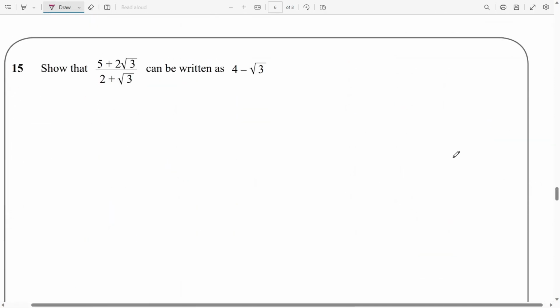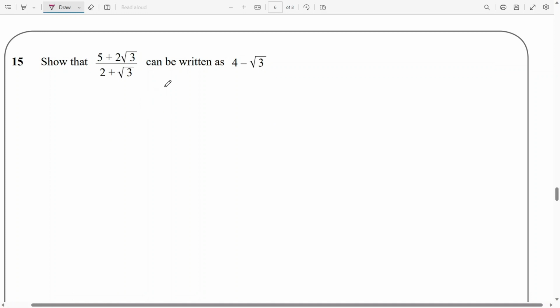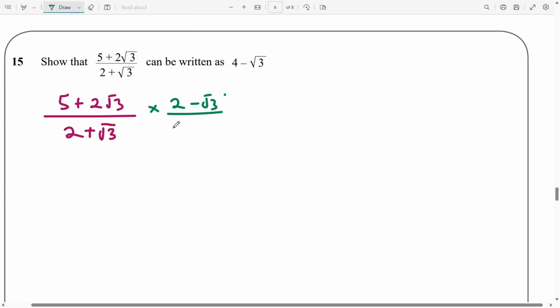Okay, and we come to number 15. Now, this is a case where you have to rationalize the top and bottom by the conjugate of this bottom number here. So we have 5 plus 2 root 3 divided by 2 plus root 3. So I'm going to multiply here by the conjugate, which is going to be 2 minus root 3, and then here is going to be 2 minus root 3. And now I can begin to expand the top and also the bottom.